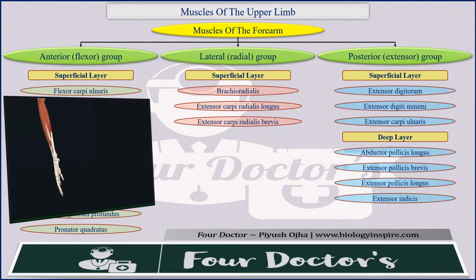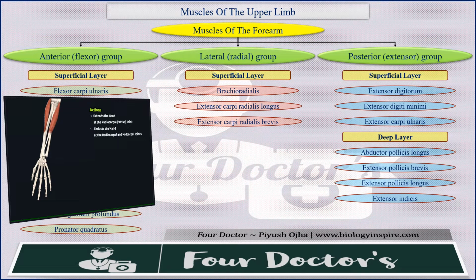So now if we discuss the actions performed by the extensor carpi radialis brevis muscle, as the name of this muscle, the extensor carpi, suggests, this muscle is an extensor of the carpus. So this muscle extends the hand at the wrist joint. Since this muscle runs along the radial aspect of forearm and inserts onto the radial aspect of hand, this muscle also abducts the hand at the radiocarpal and midcarpal joints.